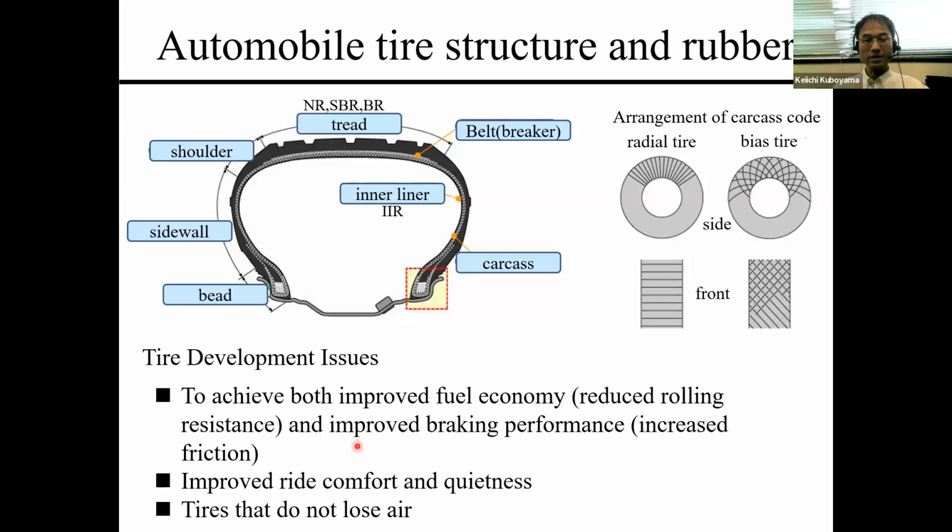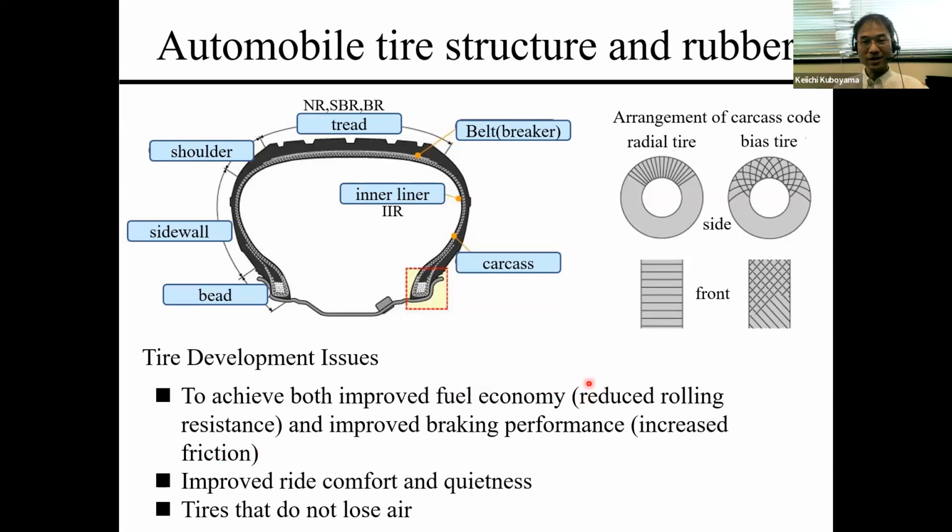But now let's think about the mechanical property, the rheological property of the polymers. In the case of tire development, there are some tire development issues. Now let's think about how to achieve both improved fuel economy, which means reduced rolling resistance, and improved braking performance, which means increased friction.